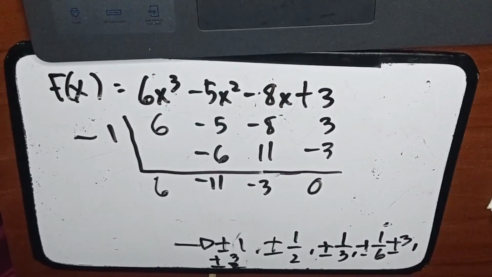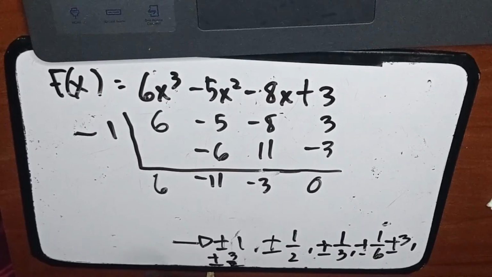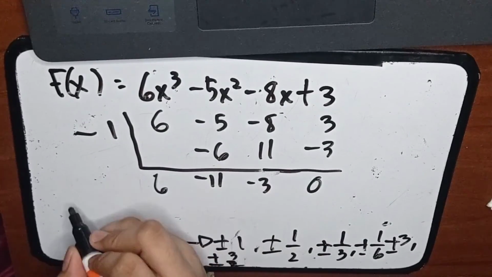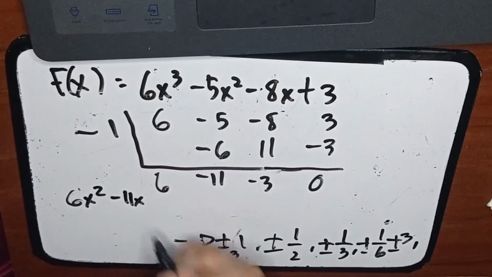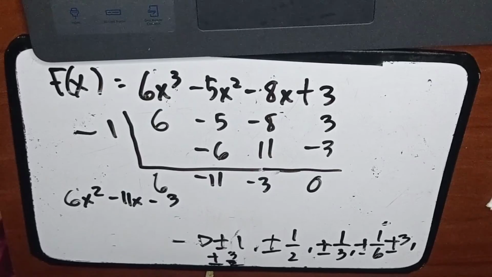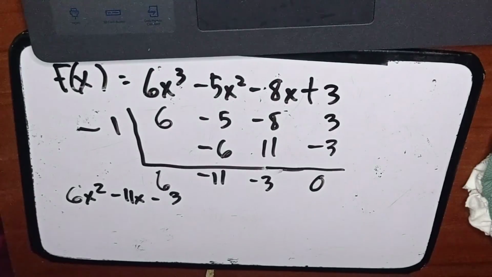Okay? So, there's no shortcut here. This is the most applicable step. Since we found out that negative 1 is a zero of this equation, we're just going to set this as a quadratic equation, meaning 6x squared minus 11x minus 3. And we're going to factor this in order to find those two remaining zeros. Okay? So let's factor this out.